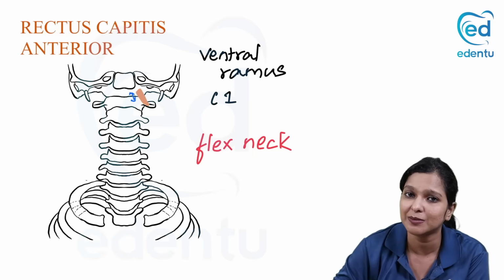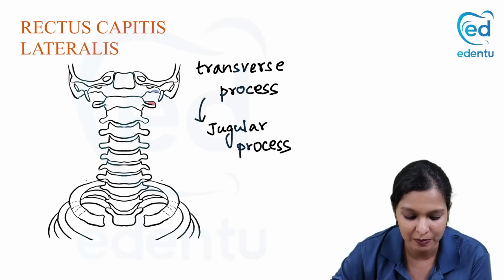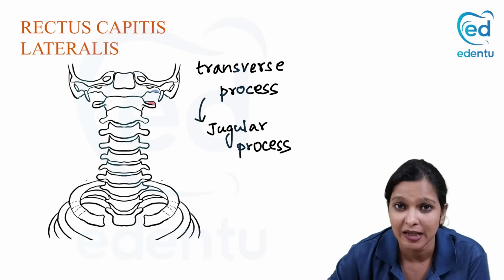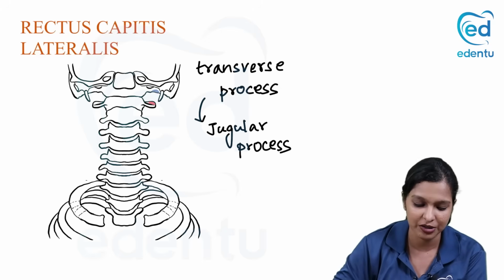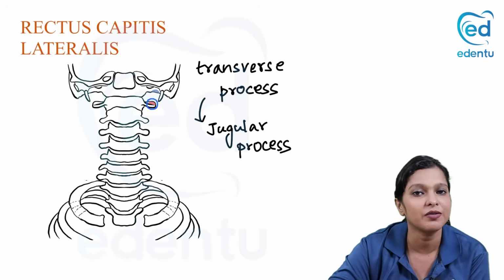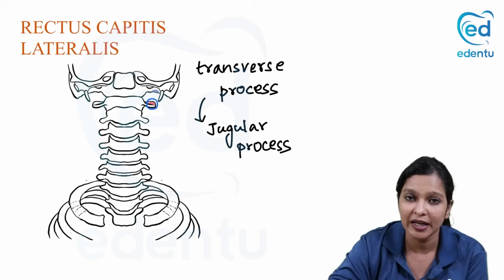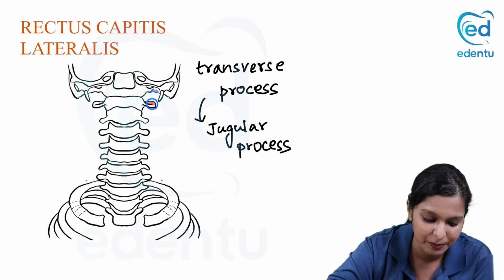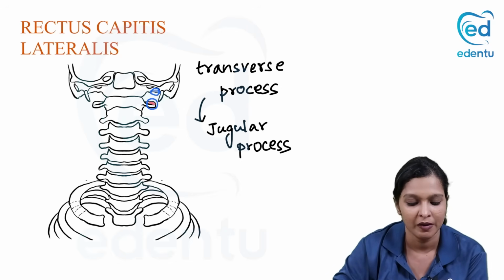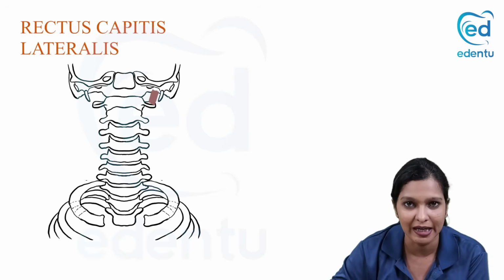Okay, so only for the first muscle we saw lateral flexion in addition. And then the next muscle that you are seeing is, I already told you, the rectus capitis lateralis. The origin for this muscle is the upper surface of the transverse process of C1, or atlas, and it inserts into the jugular process present in the occipital bone. So this is the jugular process, and this is how the muscle appears. So this is the rectus capitis lateralis.